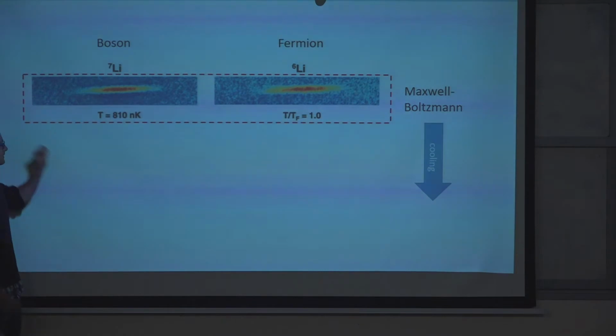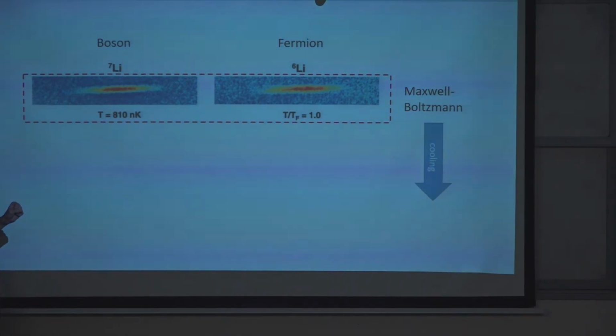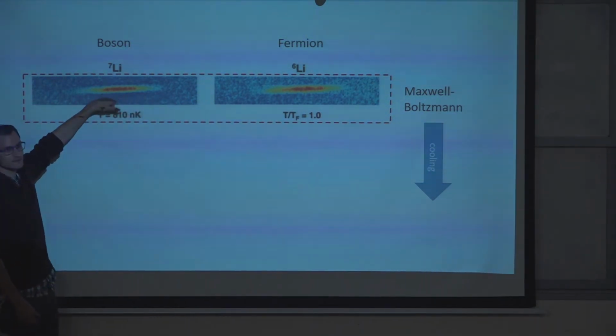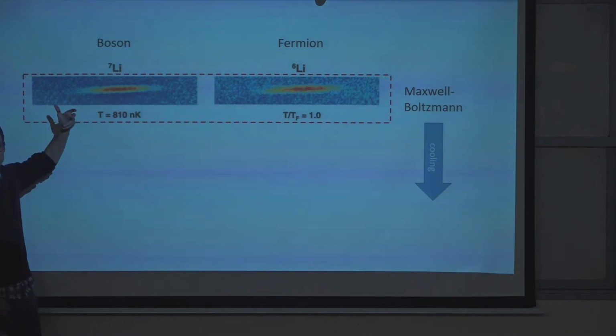So these are pictures taken with a camera of atoms. It's a false color image. Blue means there are no atoms, so the density is 0. And the more it gets, the more red it gets, the higher the density. Okay.